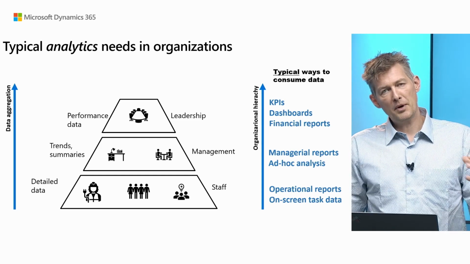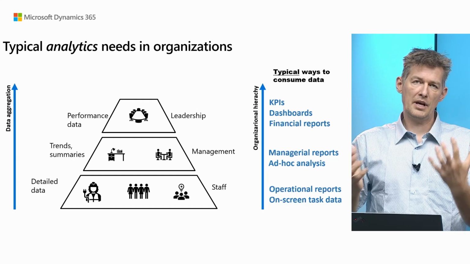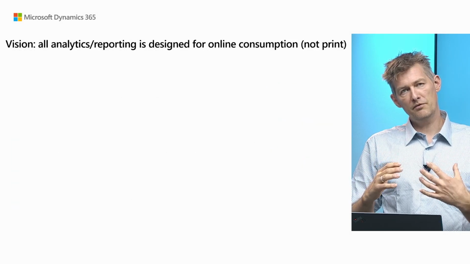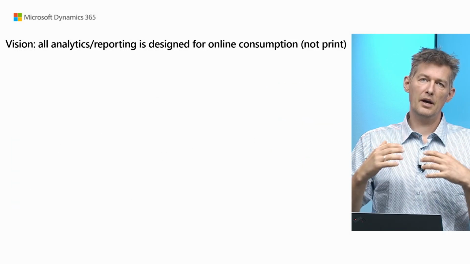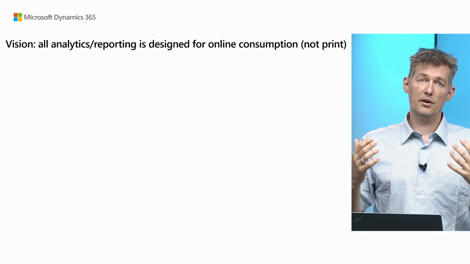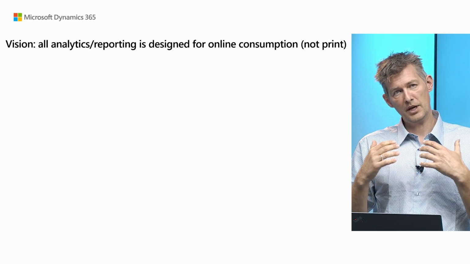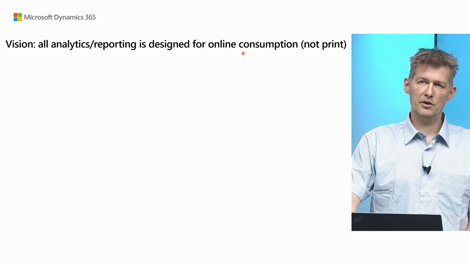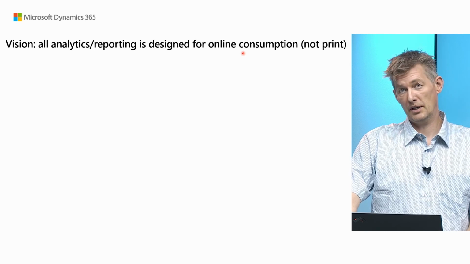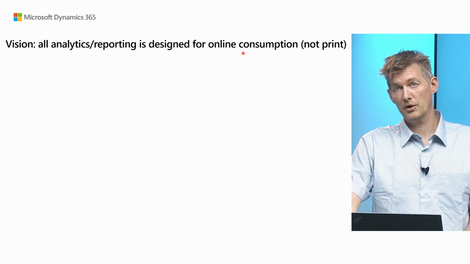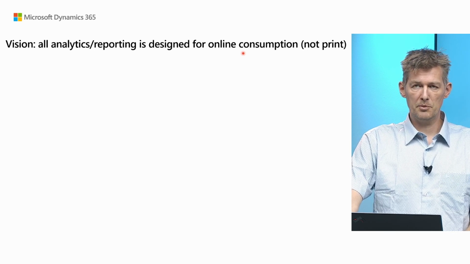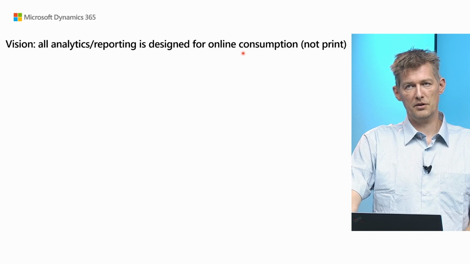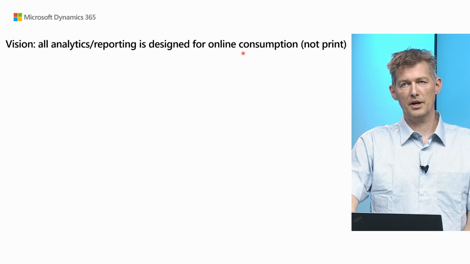Based on this understanding of analytics in different customer organizations, we put together a vision for how we want this analytical reporting story for Business Central. We came up with the overall vision that this has to be for online consumption, not print. Right now, that's the way reporting works, right? We go to a request page, we get a PDF, and if we want a different set of data, we run the report again to get a different PDF. Let's not do that anymore.